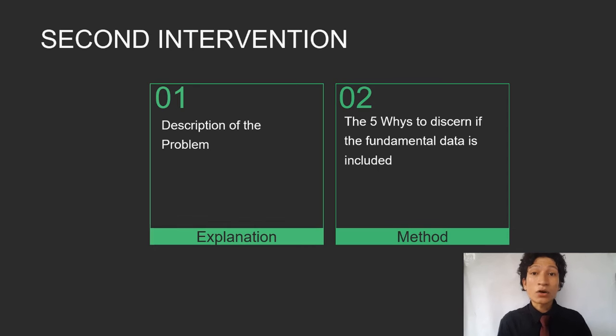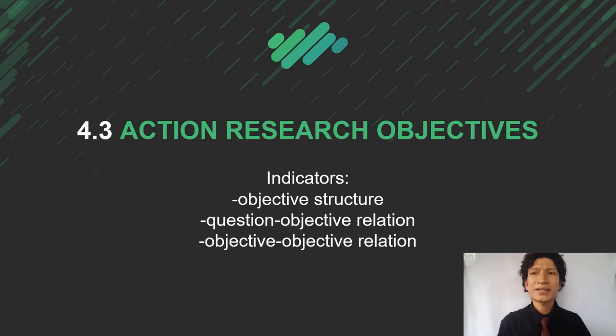Through the second intervention, the researchers explained about the description of the problem. They also provided the 5 whys method to discern if the fundamental data is included in the description of the problem. The third variable to be analyzed is the action research objectives, which encompasses 3 indicators, which are objective structure, question objective structure, and objective-objective relation.